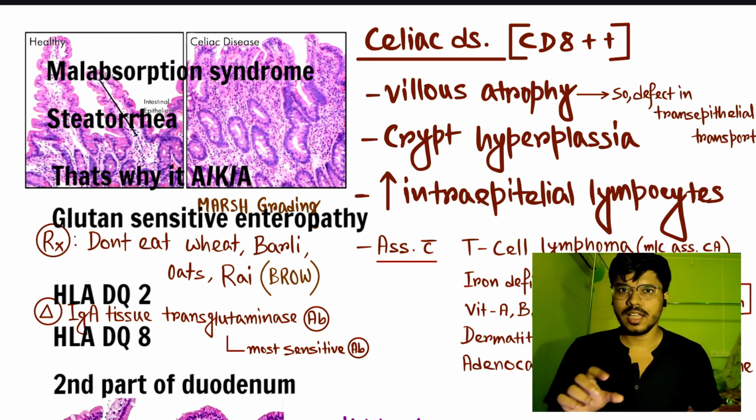How to remember? Celiac, C. C looks like the second part of the duodenum. So it affects the second part of the duodenum.